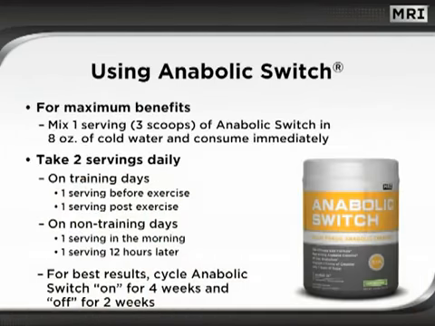For maximum benefits, mix 1 serving of Anabolic Switch in 8 ounces of cold water and consume immediately. Use 2 servings daily. On training days, take 1 serving before exercise and 1 serving post-exercise. On non-training days, use 1 serving in the morning and 1 serving 12 hours later. For best results, cycle Anabolic Switch on for 4 weeks and off for 2 weeks.